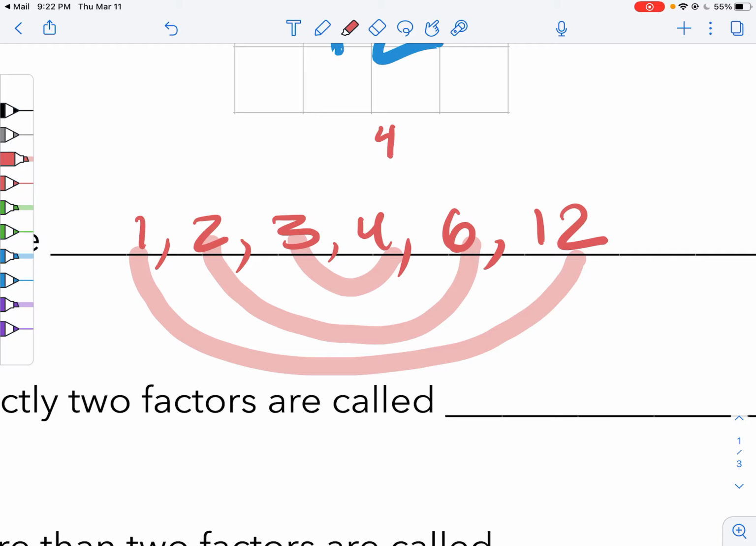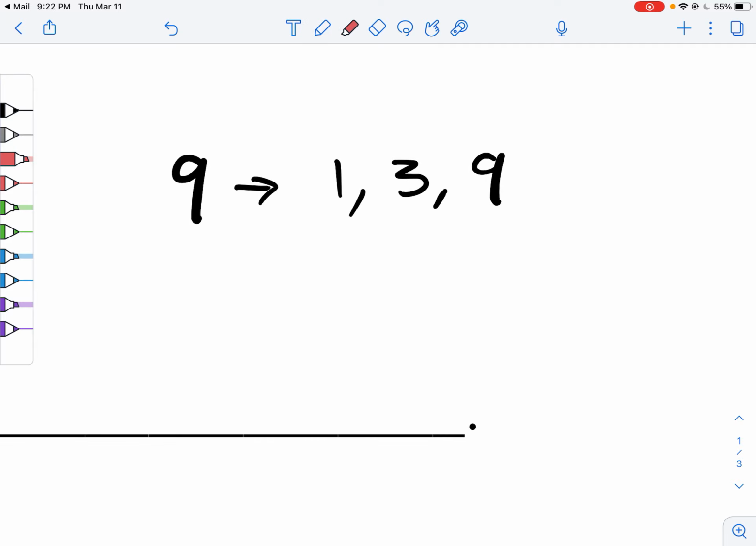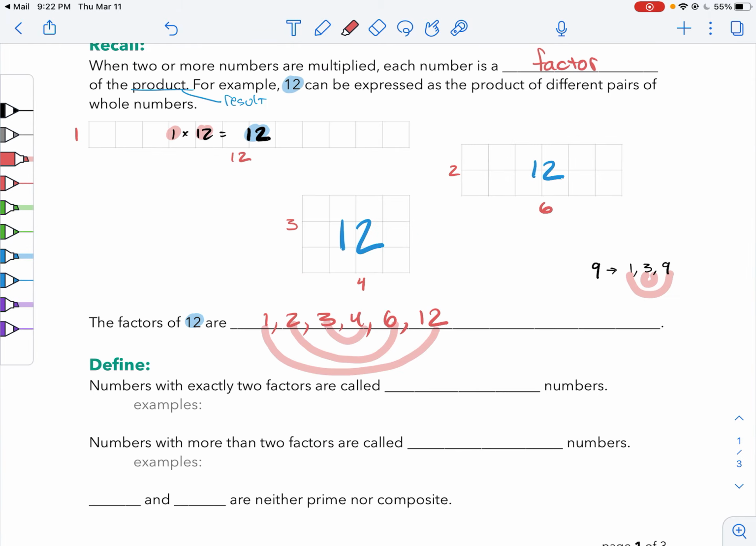sometimes. I take that back actually, because if you have 9's factors, that's 1, 3, 9. You can still draw your little rainbows because 1 times 9 is 9, but 3 times 3 is 9, so it's like a rainbow on itself.